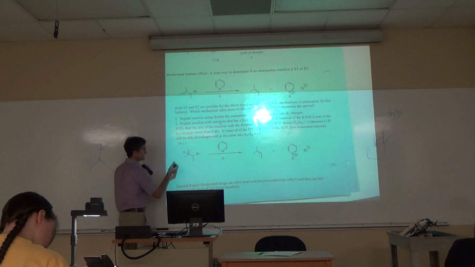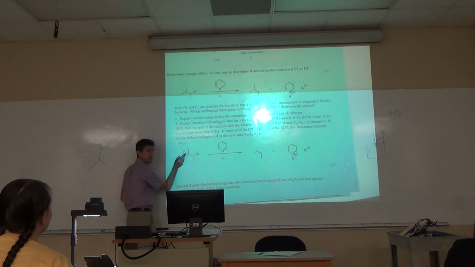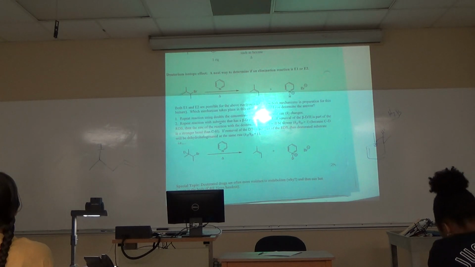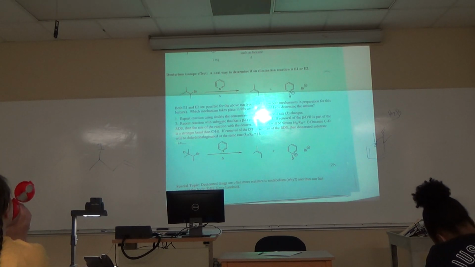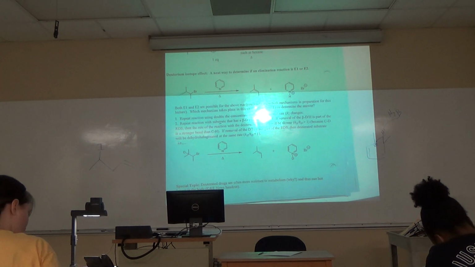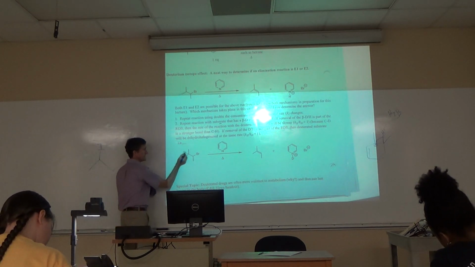Okay? If the beta hydrogen bond is broken in the rate determining step, if we make that bond stronger, will it make the reaction more difficult? Yes. A stronger bond is going to be more difficult to break. That only matters if the bond's broken in the rate determining step. So we should only see a difference if the bond is broken in the rate determining step when we change C to D.